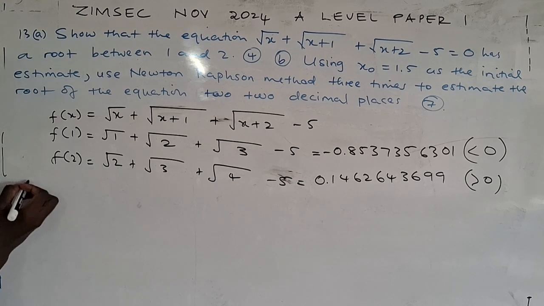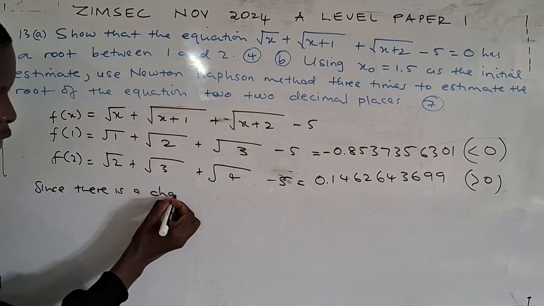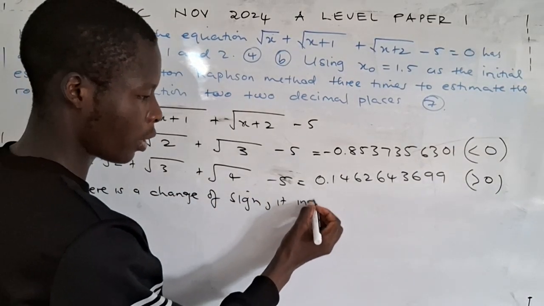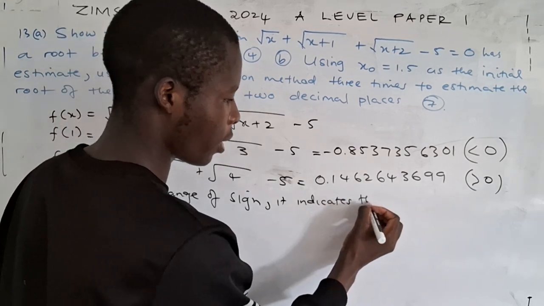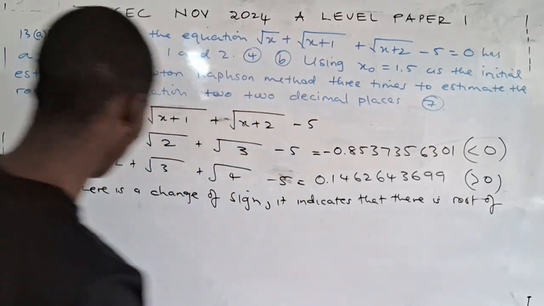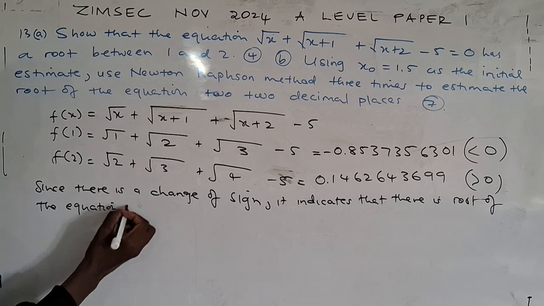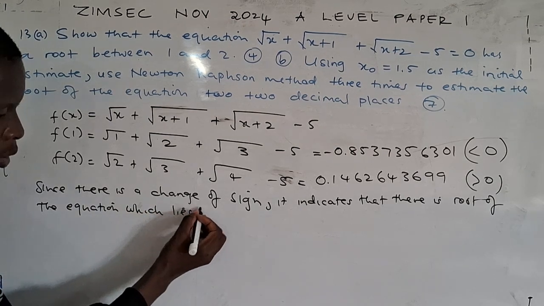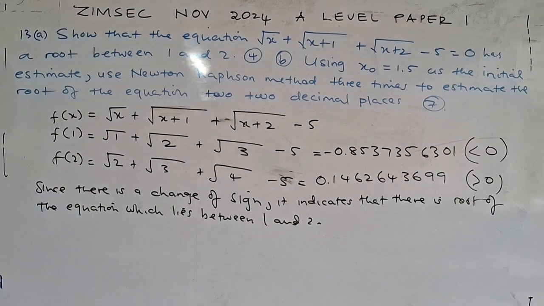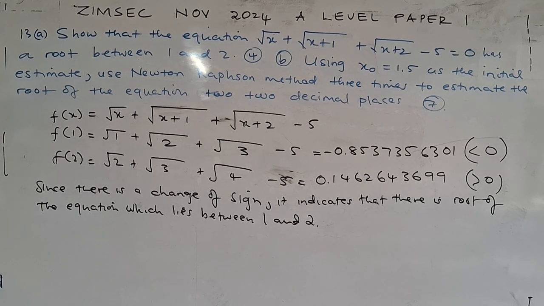So since there is a change of sign, it means that there is a root of the equation which lies between 1 and 2. Let's move on to the next equation, B.